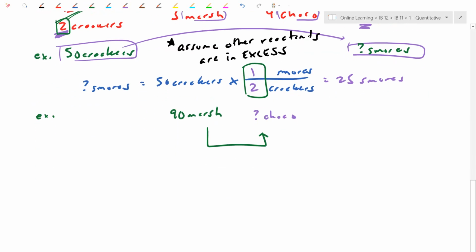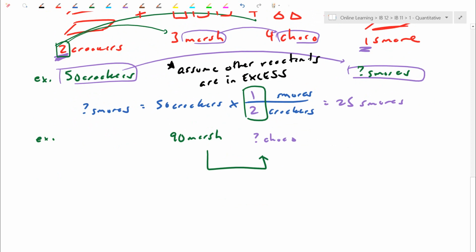Again, you can probably do it in your head here. Well, it's a 3 to 4 ratio. I'm expecting it to be 120, but let's have a look here. I'm looking for how many chocolates would I need. Here's 90 marshmallows. I don't want marshmallows anymore. I want to know the chocolates instead.